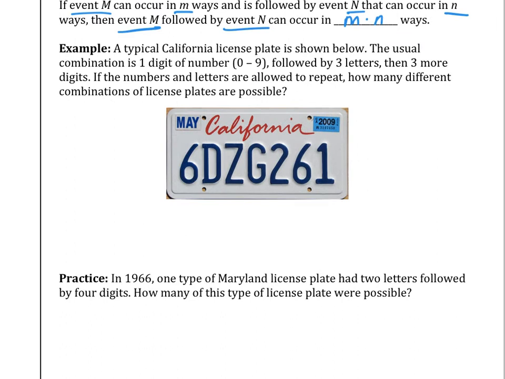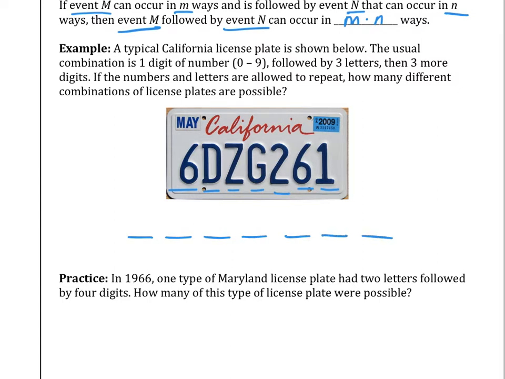A typical California license plate is shown below. The usual combination is 1 digit of number, which is 0 to 9, and then followed by 3 letters, and then 3 more digits. If the numbers and letters are allowed to repeat, how many different combinations of license plates are possible? Okay, so the way you do this is you think of it as events again. So the first one is an event, the second one's an event, and so on. So in this license plate, you have 7 events. So 1, 2, 3, 4, 5, 6, 7.